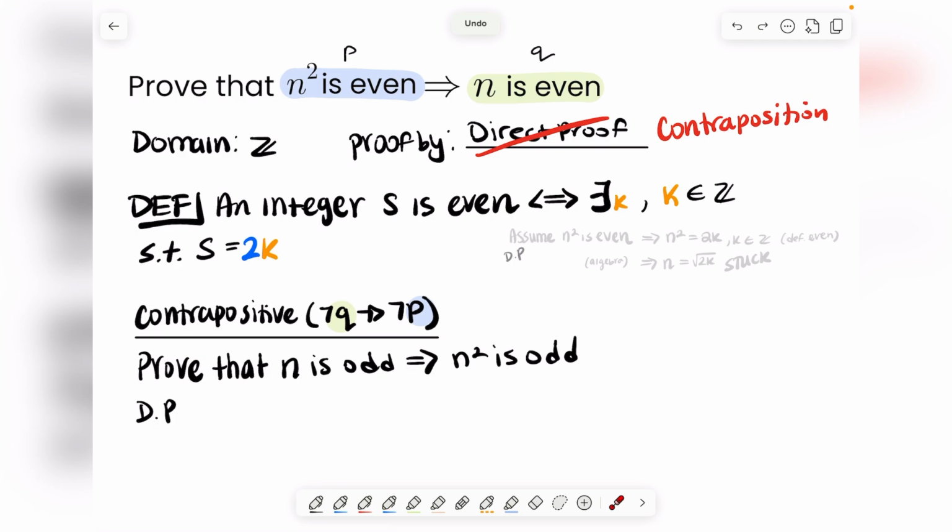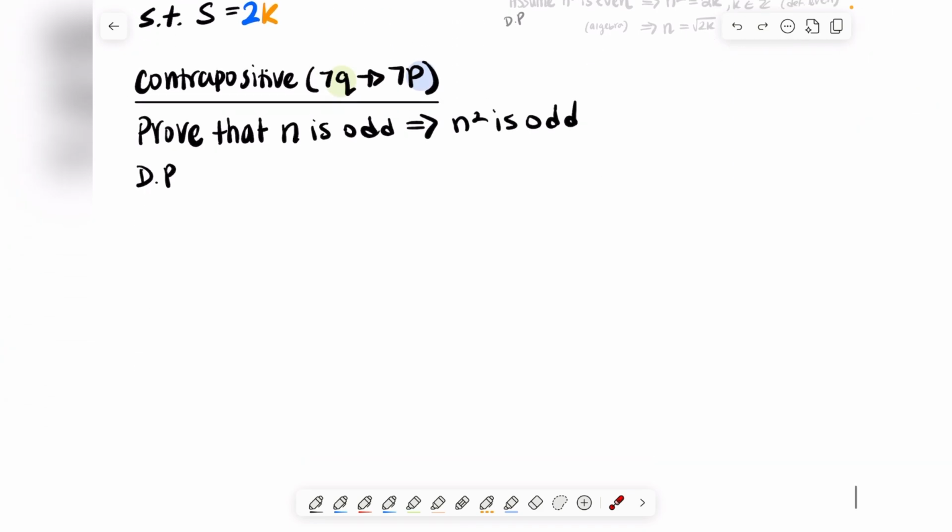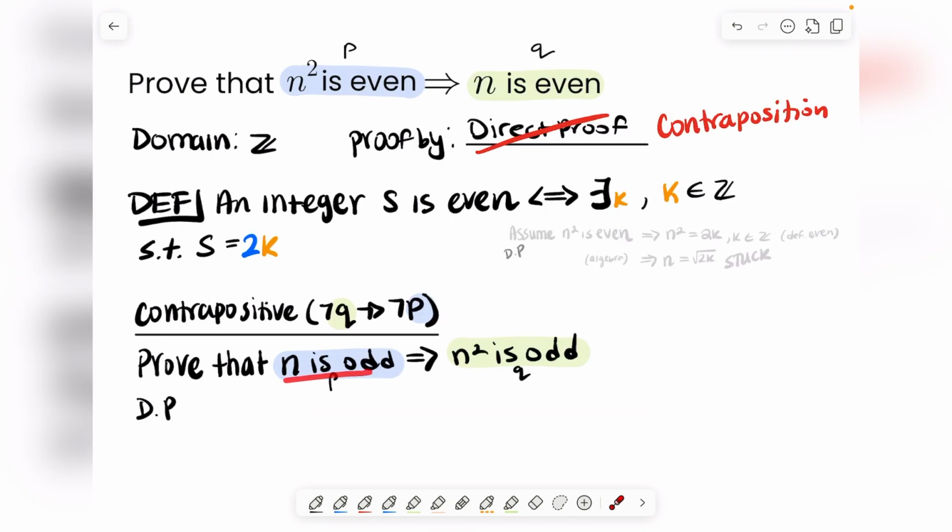So with a direct proof, we assume that P is true. So notice how I'm not saying that this is not Q. I'm literally treating this as if I'm seeing this for the first time. It's just a regular P implies Q. I just use this to get to here. It's like I'm starting like this, okay? So this is my P, this is my Q.